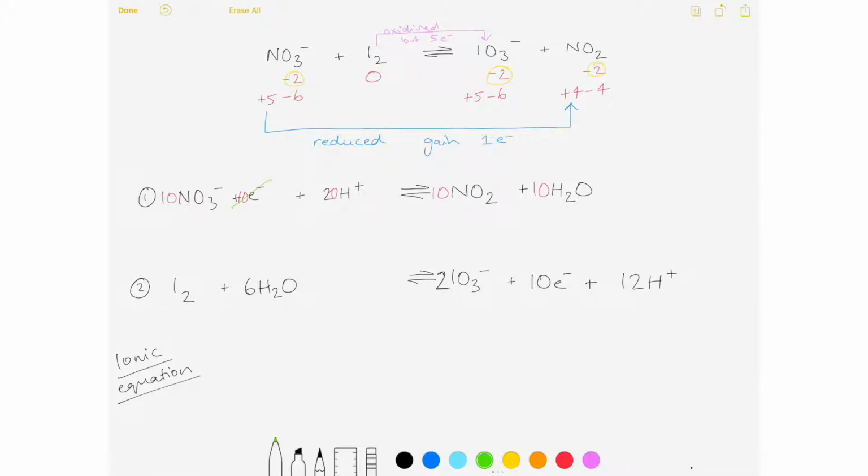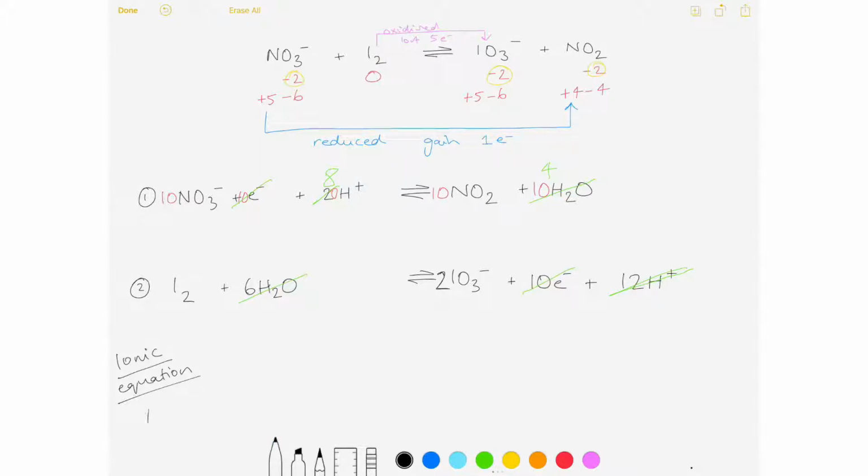10 electrons at the top, 10 electrons at the bottom. There are 20 hydrogen ions at the top, but only 12 at the bottom, so we can remove 12, leaving 8 H plus ions. We also can cancel out water molecules. There are 6 at the bottom. If we cancel out 10, we end up with 4 H2O. And that leads us to our final equation.